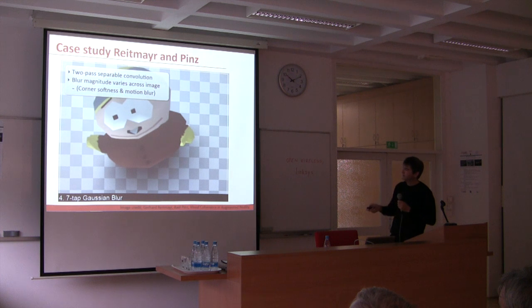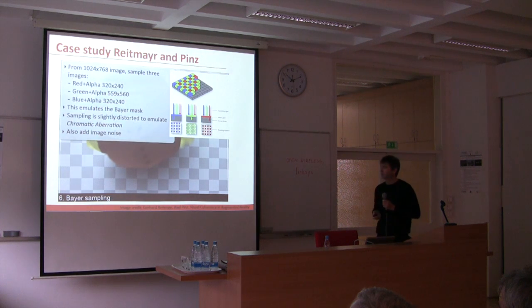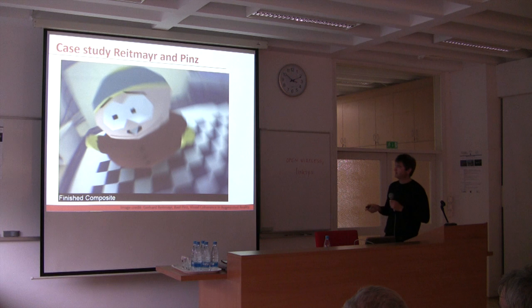In a very similar fashion, with some blurring, we also emulate the motion of the camera. And then the final step is to make another subsample which emulates the Bayer sampling. So it emulates the Bayer mask, which is how the sensor in every camera looks. And we also add some image noise. And this is then the final result. As you can see, this image is very well blended into the environment. And here you can see the difference if we don't do this. So it's quite some difference.